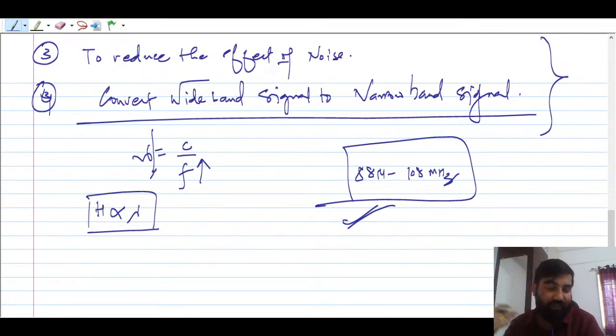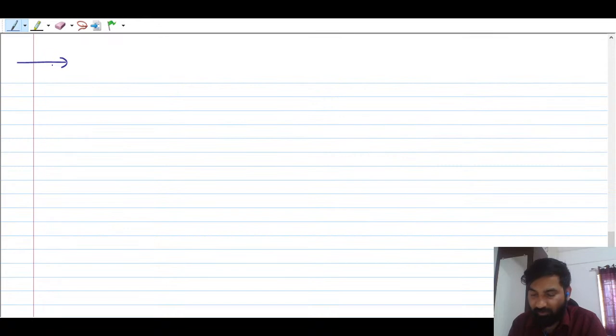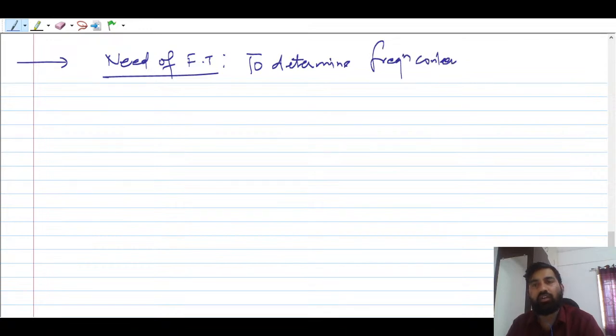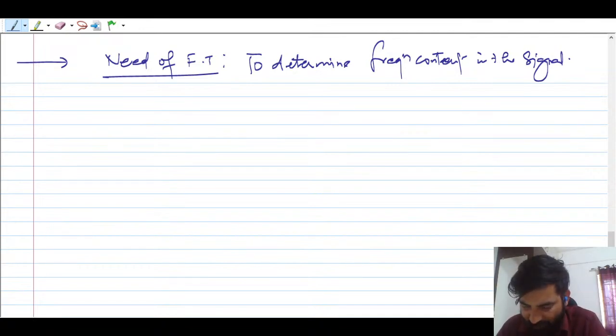So we have already discussed the Fourier transform. The basics of Fourier transform we have covered, right? So what was the need of Fourier transform, guys? The need of FT was to determine the frequency content in the signal, so that you can decide the bandwidth of a channel. So all these things you have to keep in mind, right?